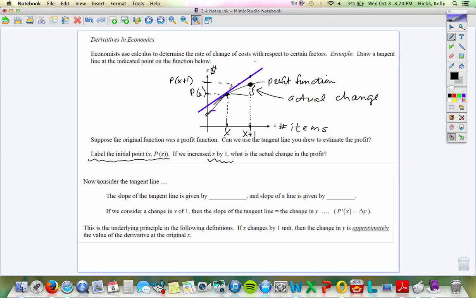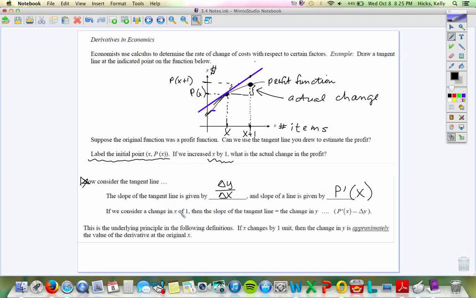Okay, so let's see, we're here now. Now consider the tangent line. The slope of the tangent line is given by, well, this line right here. What is the slope of this line given by? It's given by the change in Y over the change in X, just like any slope of the line. And the slope of a line is given by, well, we've talked about this. What is it given by? It's given by the derivative, which in this case is going to be P prime of X.